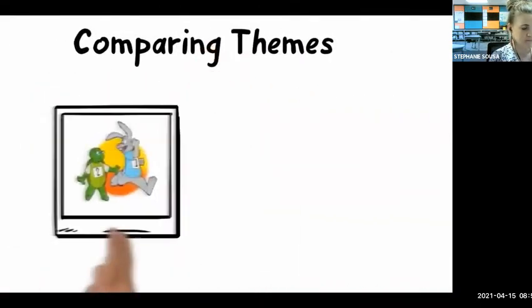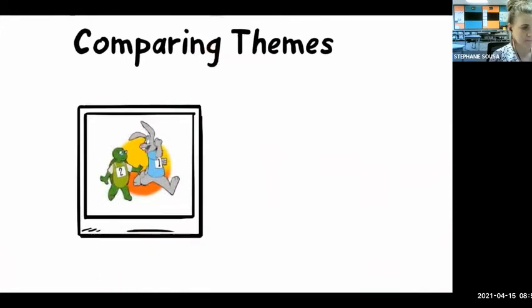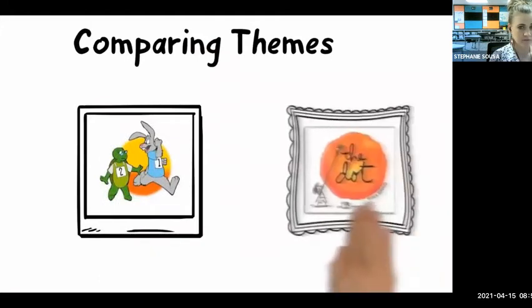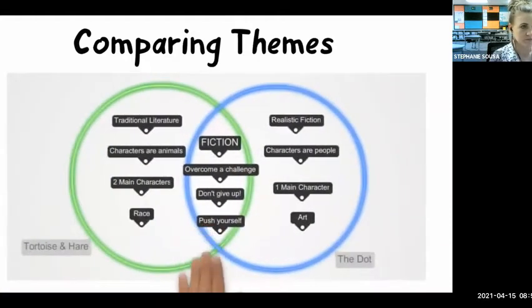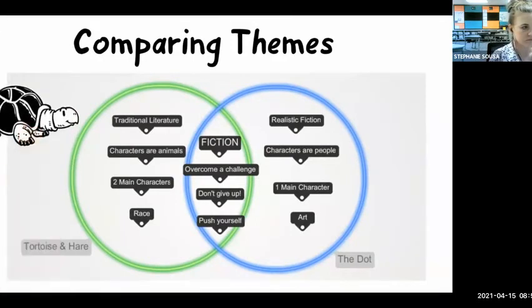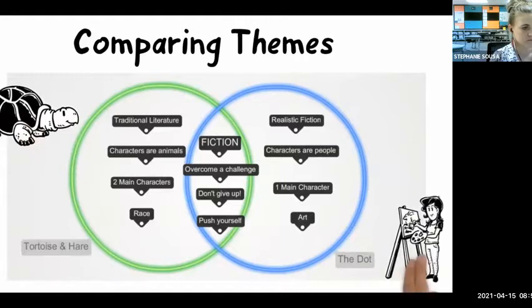Let's compare two fiction texts, The Tortoise and the Hare and The Dot by Peter H. Reynolds. Both are works of fiction. One has animals, the other a student at school. One has two main characters, while the other has one main character. They both have themes of not giving up or overcoming a challenge. The tortoise pushes to win the race, and Vashti pushes herself to become a better artist.